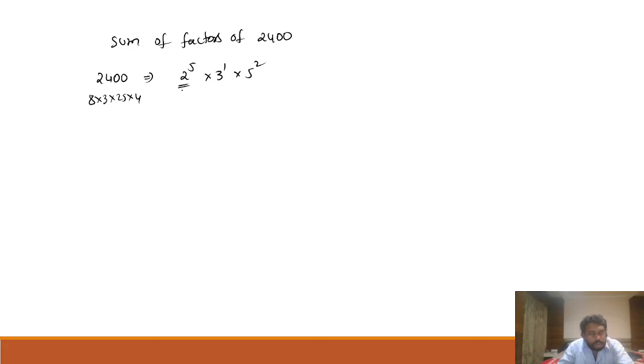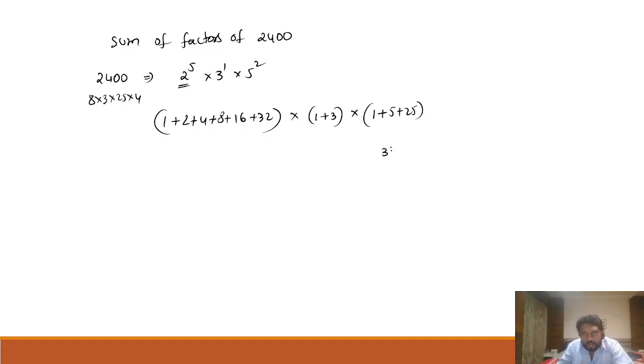Till 2 power 5 you just add the powers of 2. It is 1 plus 2 plus 4 plus 8 plus 16 plus 32, multiplied by 3 power 0 and 3 power 1. Don't forget, guys: 1 plus 3, multiplied by 1 plus 5 plus 25. So this is 31 into 4 into 31. You just add this product: 32 plus 16 is 48, plus 8 is 56, 60, 62, 63. So this you need to do, guys.